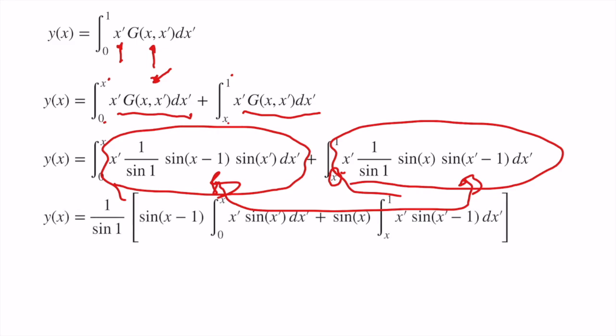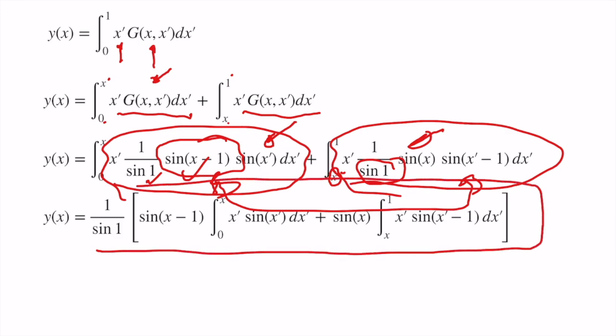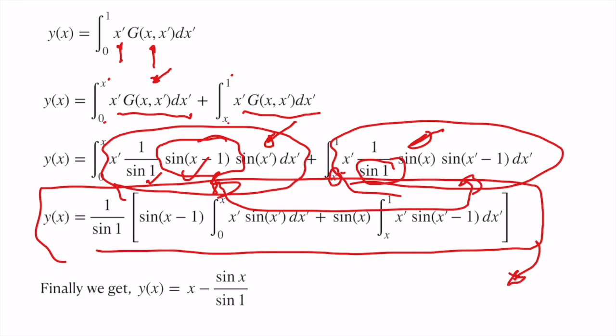For doing this integral, one more point to notice is that x here is a constant with respect to the variable which you are integrating. The variable which you are integrating is x prime. So we can pull this out, that is, sine 1 is constant and sine x minus 1 is constant in this case. In the second part, sine 1 is constant and sine x is constant. We pull them out and rewrite the integral, and then it is fairly straightforward. You can integrate this and find the solution y of x to be x minus sine x by sine 1. So this is the calculation. I expect you to do it on your own and check whether this is the actual solution.